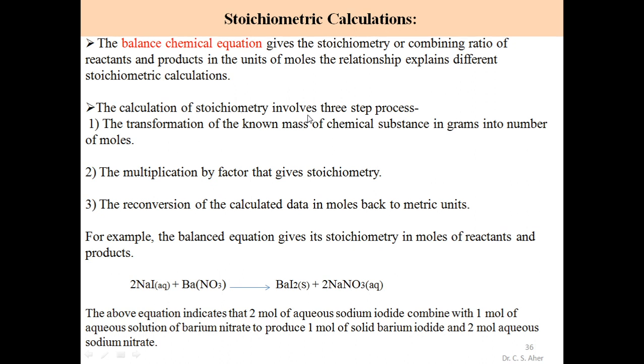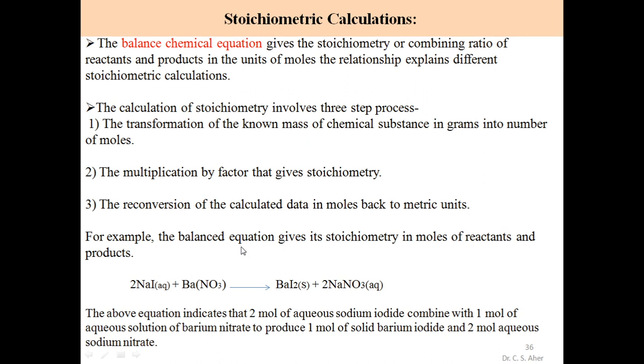To calculate stoichiometry involves 3 steps. First, transfer the known mass of a chemical substance in grams into number of moles. First of all, we take the gram weight of the substance and convert it into its number of moles. Then multiply by the factor that gives the stoichiometry. In this chemical reaction, this factor is there. So multiply by that factor to give its stoichiometry. And then reverse: this reconversion of the calculated data in moles after completion of the reaction, we get the product in the form of moles.